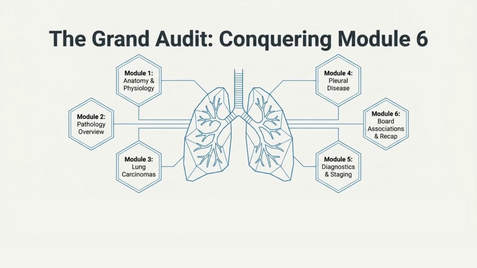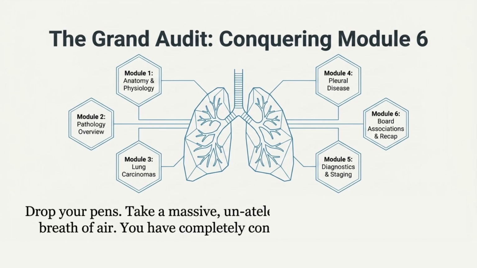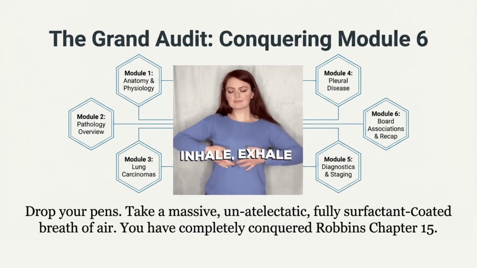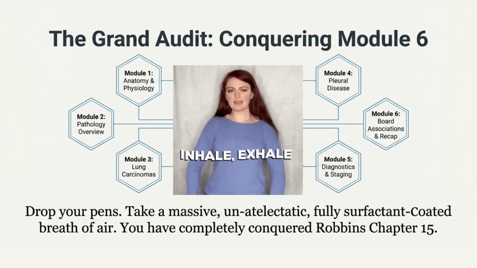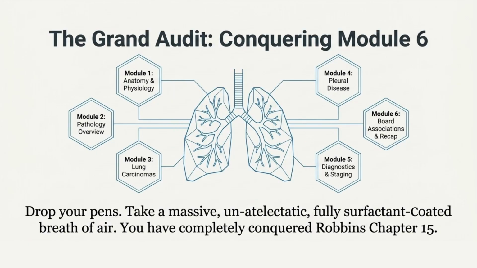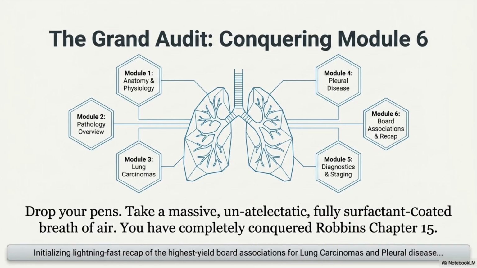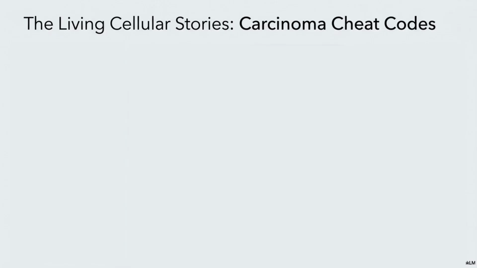And with that, we reach the grand audit. We have conquered anatomy, physiology, lung carcinomas, pleural disease, diagnostics, and staging. I want you to drop your pens, take a massive, unatelectatic, fully surfactant-coated breath of air. You have completely conquered Robbins Chapter 15. Now we are initializing a lightning-fast recap of the highest yield associations for lung carcinomas and pleural disease. Here are your living cellular stories.